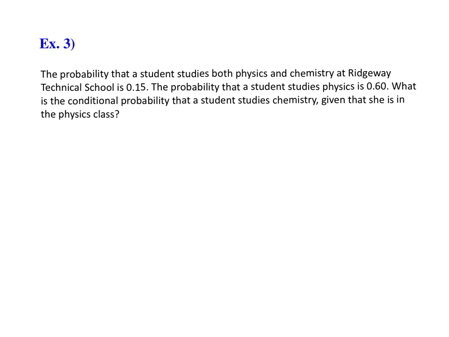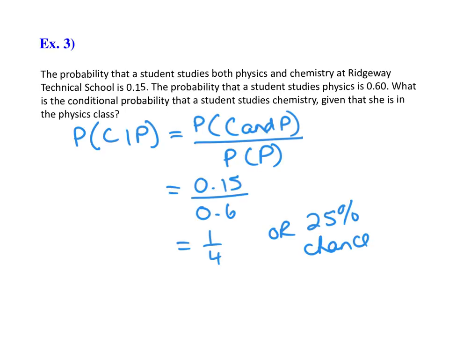So we use probabilities. We know the probability of them being in chemistry given that they're in physics is the probability of them being in chemistry and physics over the probability of them being in physics, which is 0.15 over 0.6, or 1/4, or 25% chance.